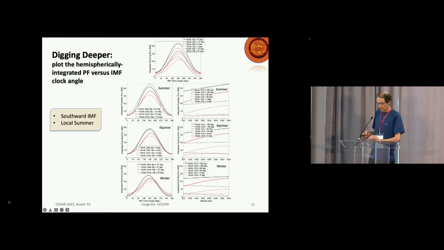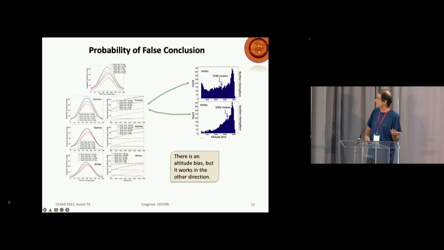I wanted to then try to convince myself that it was statistically significant. But before I do that, I want to say that there is an altitude bias, because FAST is actually much higher in the southern hemisphere on average than it is in the northern hemisphere.